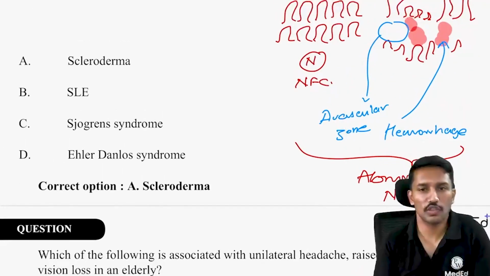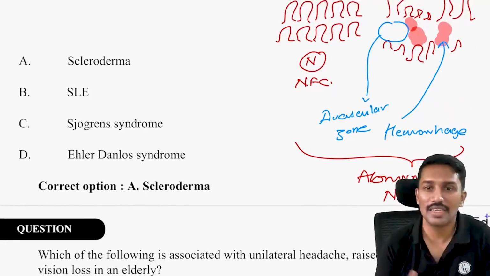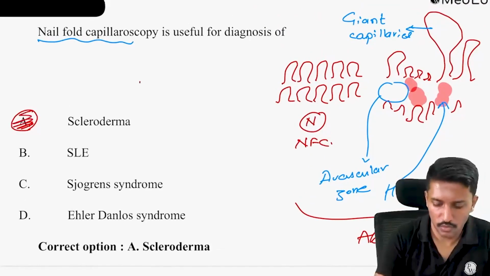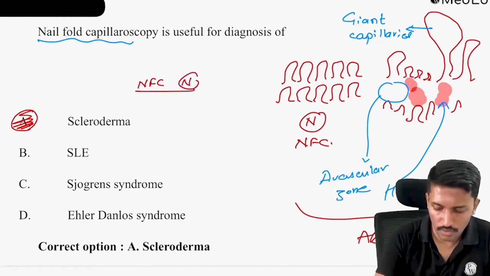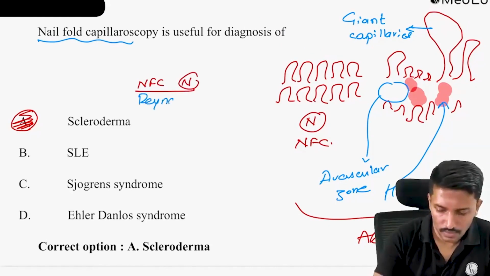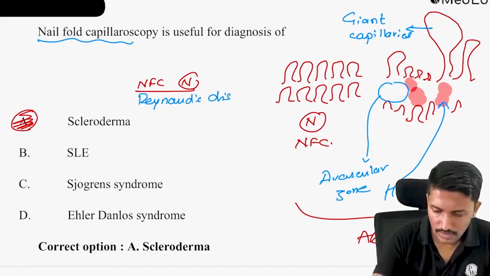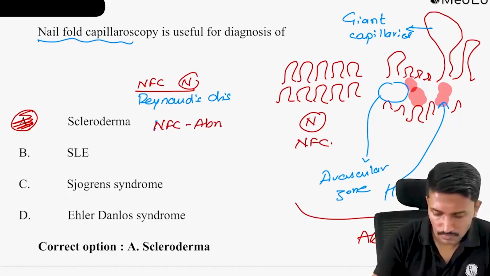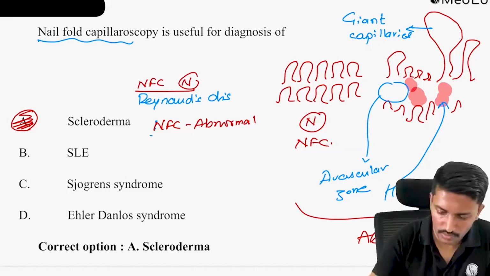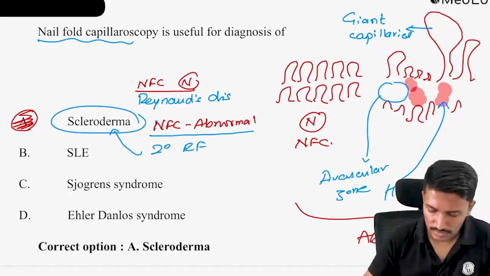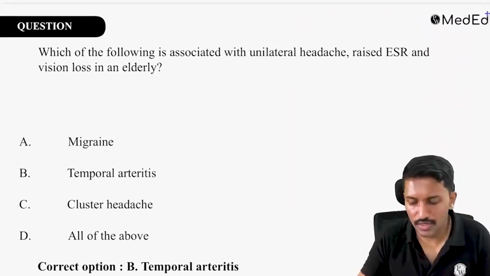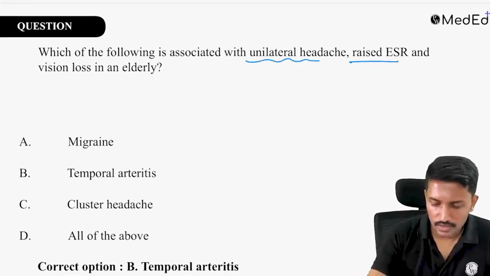And what is the most common cause for secondary Raynaud's phenomenon? The most common cause is scleroderma, right? So that is why we use it in the diagnosis of scleroderma. So NFC is normal in patients with Raynaud's disease, and NFC will be abnormal in patients with scleroderma or secondary Raynaud's. It will be abnormal in patients with secondary Raynaud's phenomenon, for which the most common cause is scleroderma.